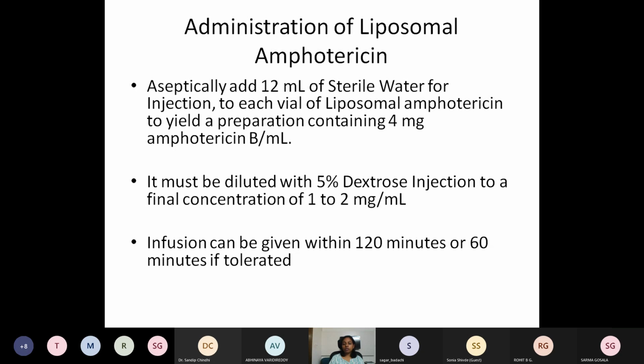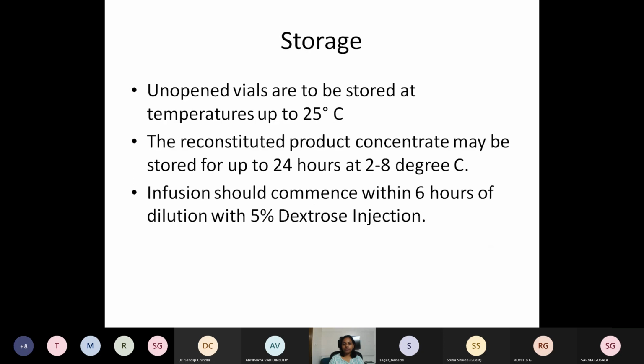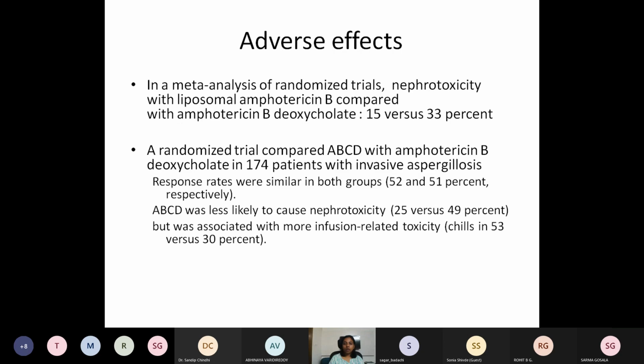After a couple of days, if the patient is tolerating well, you can even reduce it to 60 minutes. And storage is also not too much of a problem; it can be stored at temperatures up to 25 degrees Celsius. But if it is reconstituted, it has to be stored at 2 to 8 degrees Celsius. And once it is diluted, it needs to be used within 6 hours.